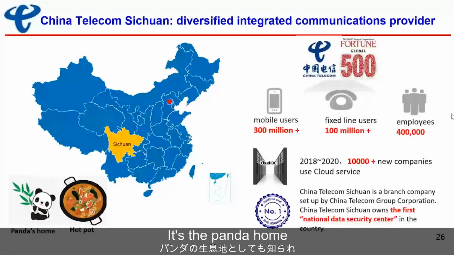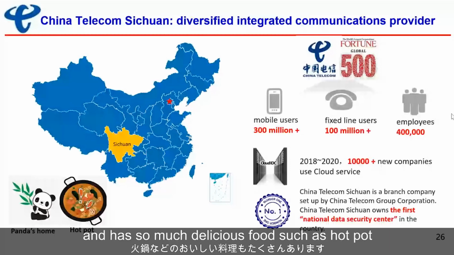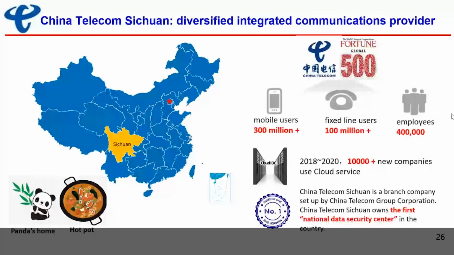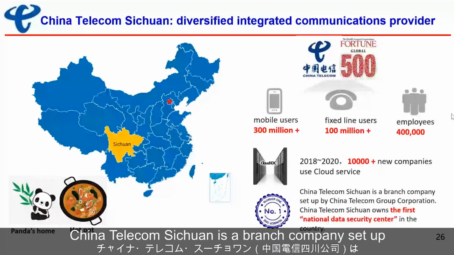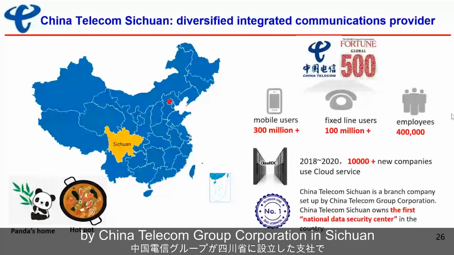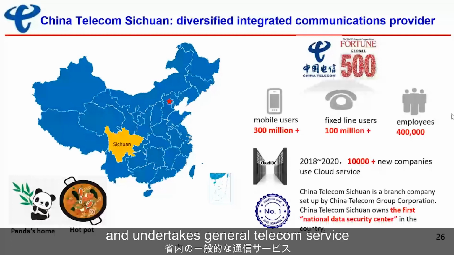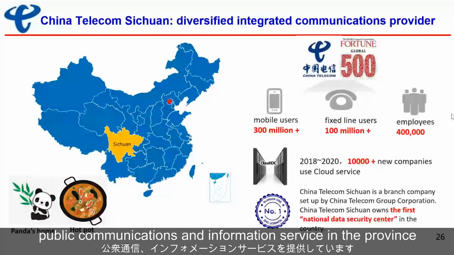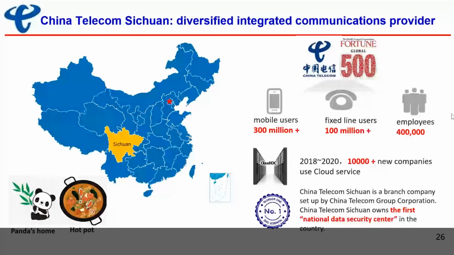Just as you know, Sichuan province is a place rich in products. It's panda home and has so much delicious food, such as hot pot. China Telecom Sichuan is a branch company set up by China Telecom Group Corporation in Sichuan and undertakes general telecom service, public communications, and information service in the province.